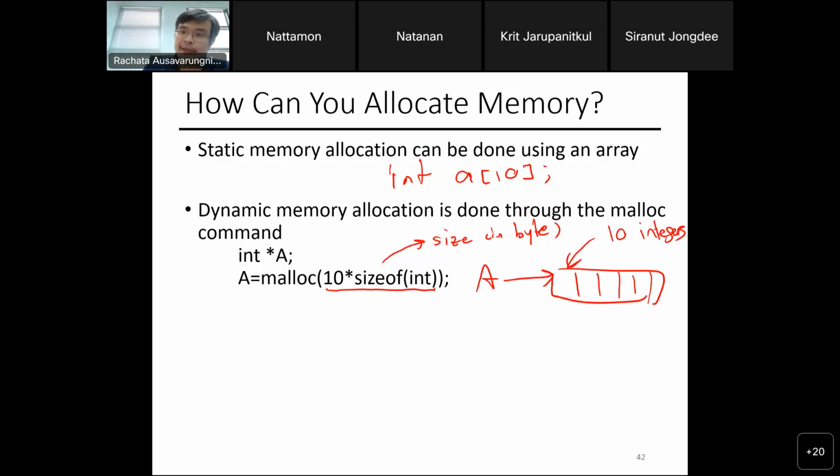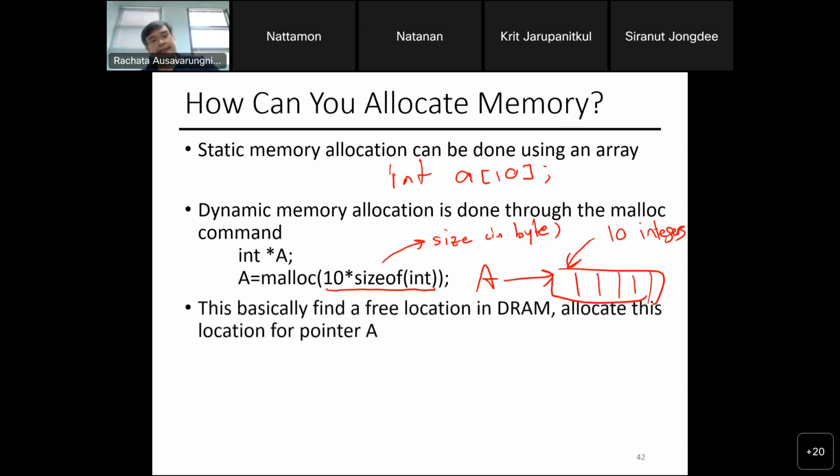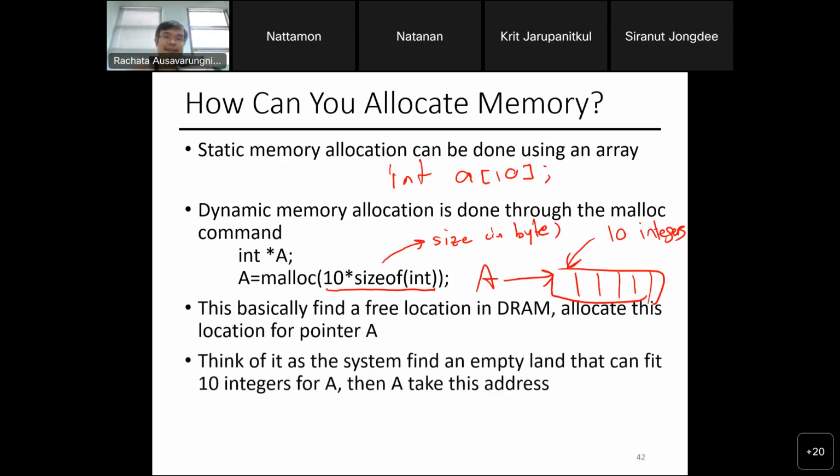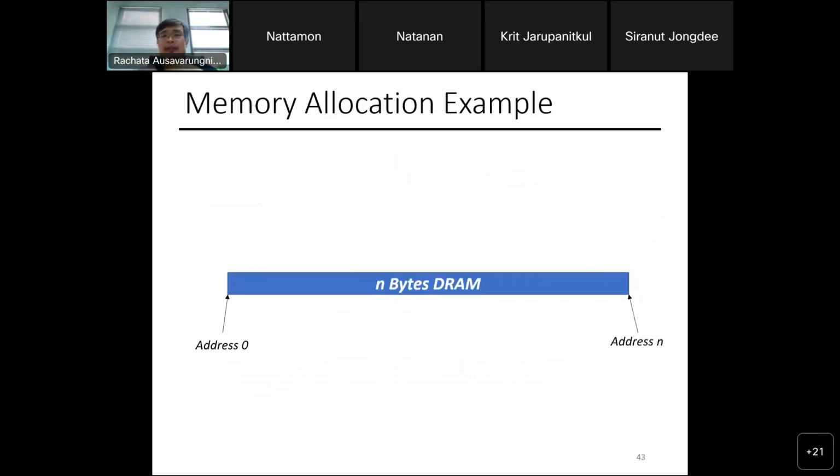So this command basically goes and finds a free location in DRAM and allocates it for pointer A. Think of it as the system going to find an empty piece of land that can fit 10 integers for A, and then A would take this address. So here's an example that visualizes this process.